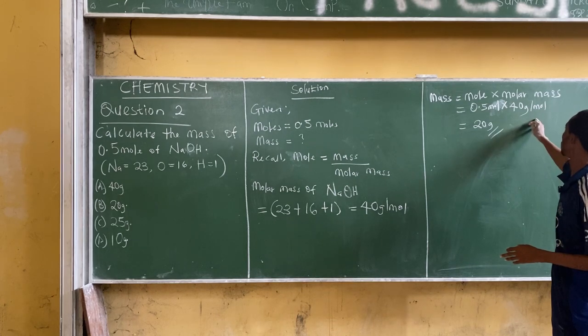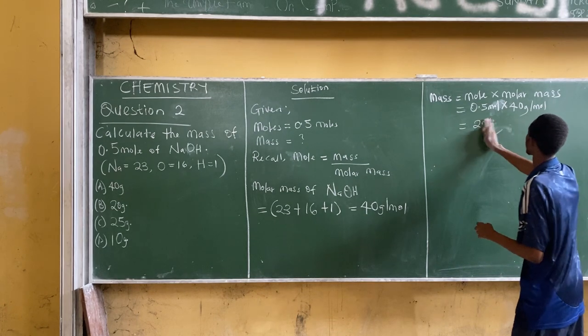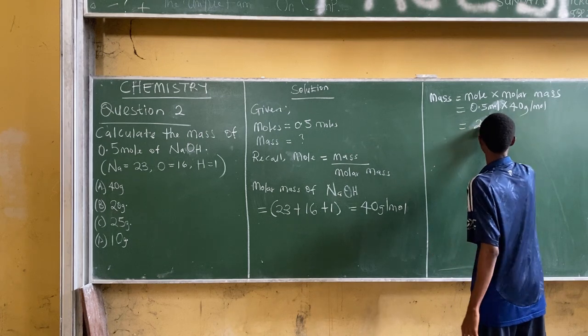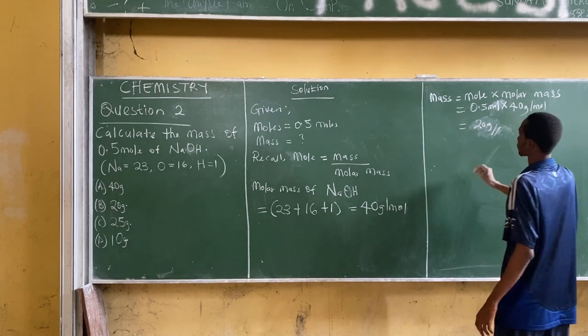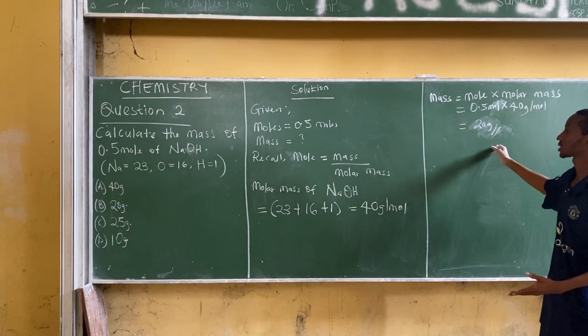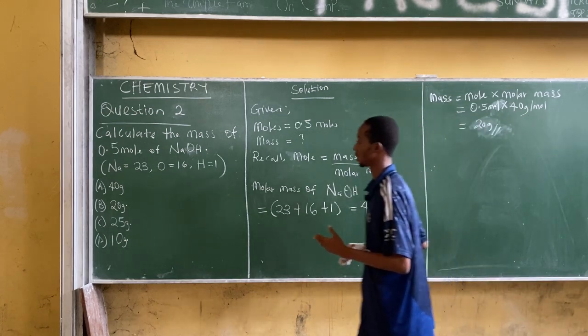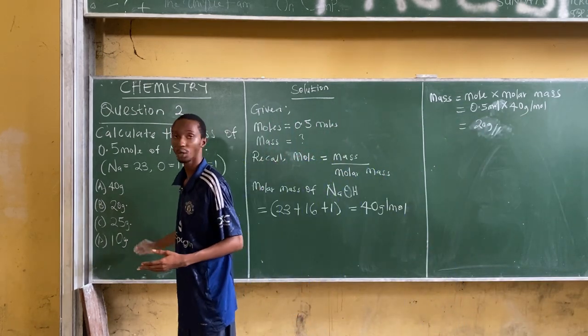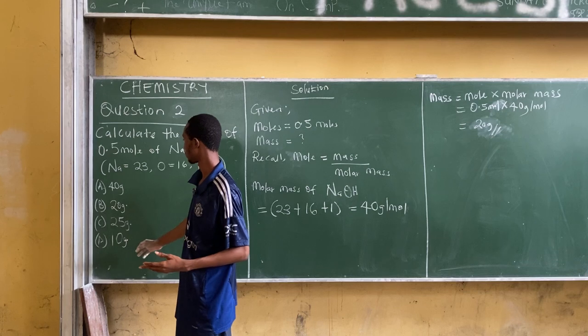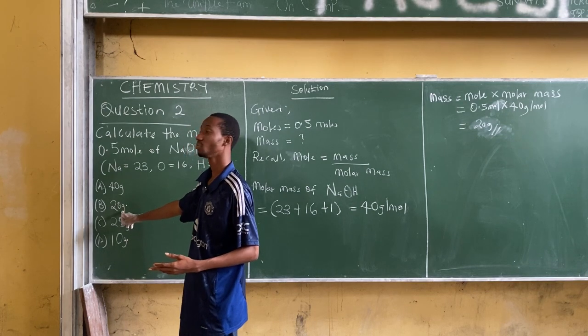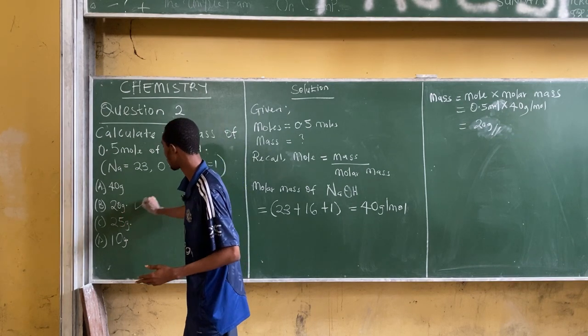Because when you simplify, this is our final answer. Now when you bring the question here, which of these options matches our answer? We have option B, 20. 20 is the correct answer.